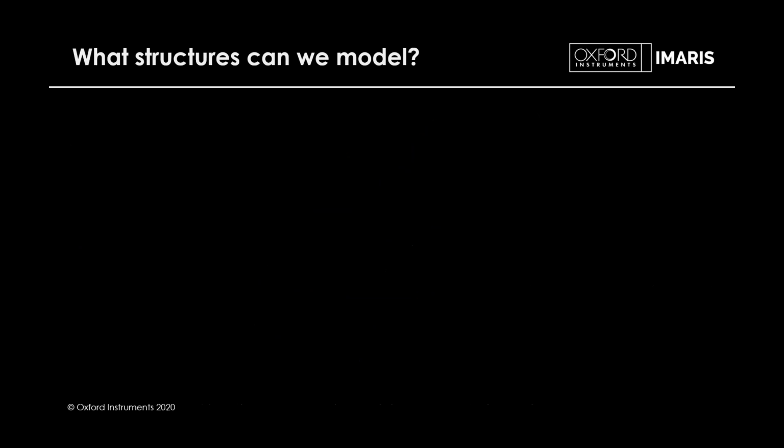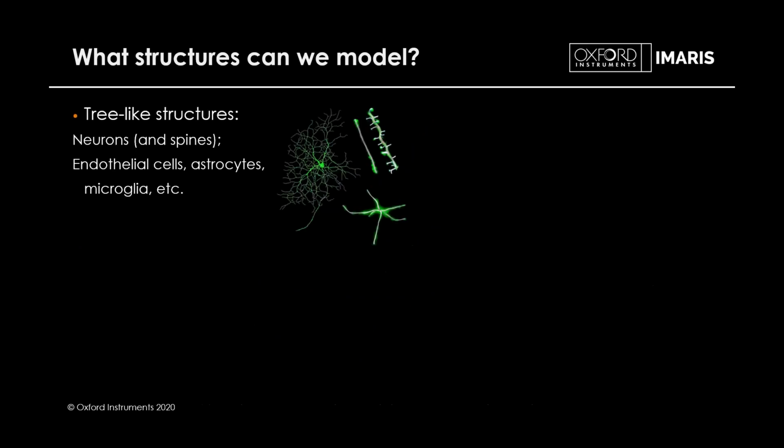What structures are best modeled using the filament tracer? The most common type of structures that springs into mind when thinking about filaments are neurons, and more specifically their neuronal arborization. And as the Latin root of the name suggests, we are talking about tree-like structures or cells, and these are not only neurons, including their spines, but these can be any type of cell that has long processes, such as endothelial cells, like the one that I showed in the previous slide, astrocytes, microglia, and so on.